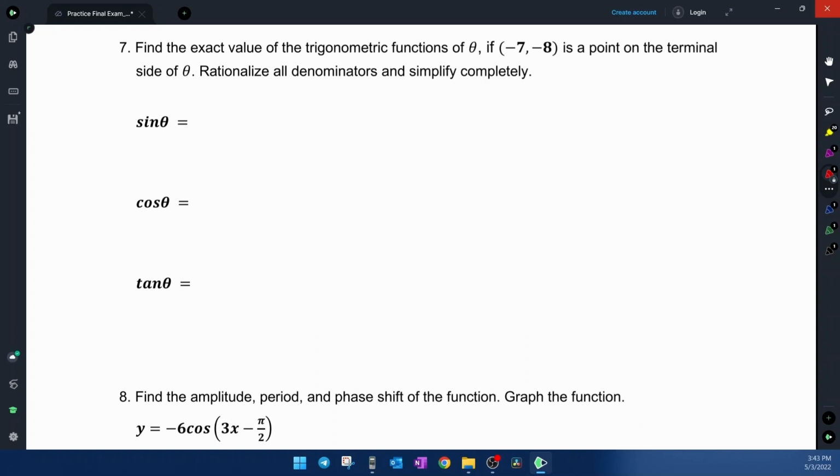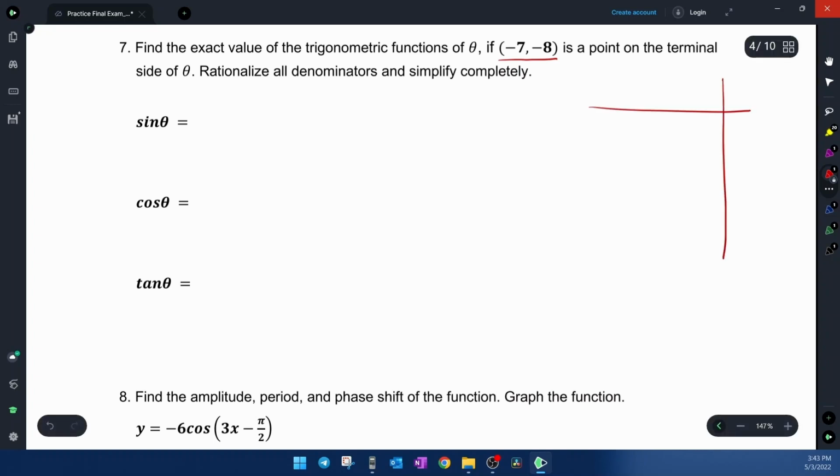Next, number 7, find the exact value of the trigonometric functions. Here we are given a point in the coordinate system on the terminal side of theta. And so the first thing I want to do is sketch a quick graph. So at negative 7, negative 8, we're going to have a point in the third quadrant, and then constructing a right triangle. Remember, the line has to go perpendicular to the x-axis. When you do that, this represents our reference angle theta.